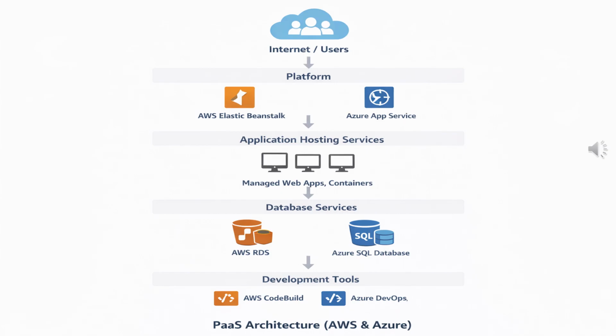Internal company tools: HR or employee portals run on PaaS platforms. API services: Developers create and host APIs for other applications. Key difference: In IaaS, you manage servers and infrastructure. In PaaS, the platform manages everything, and you focus only on application development.